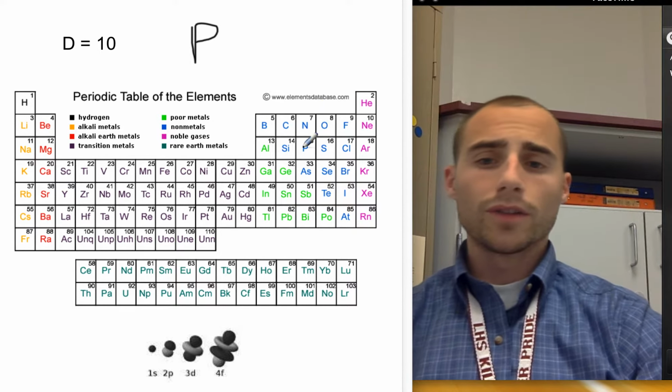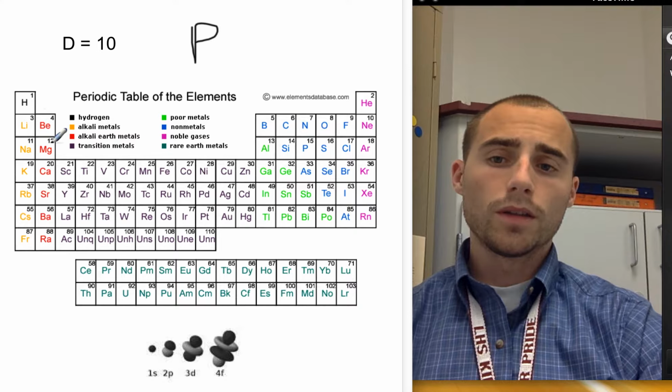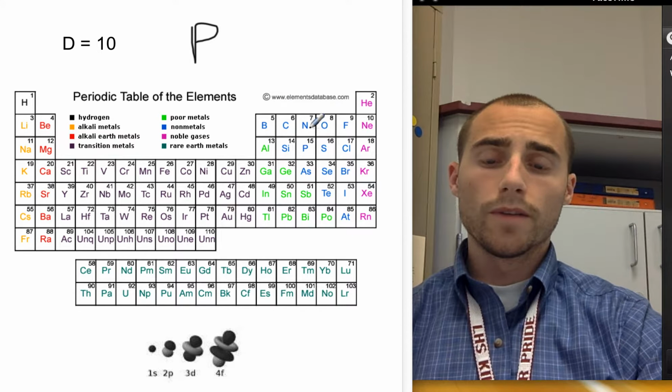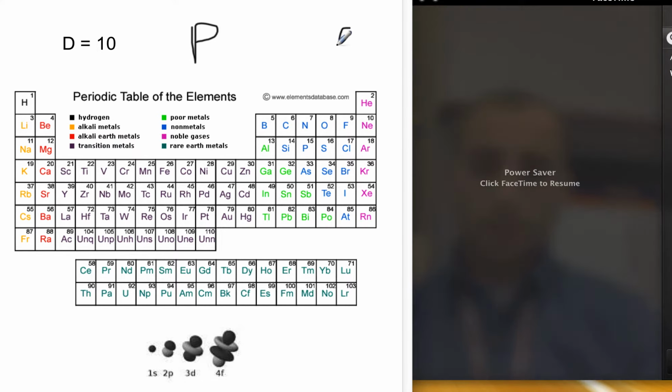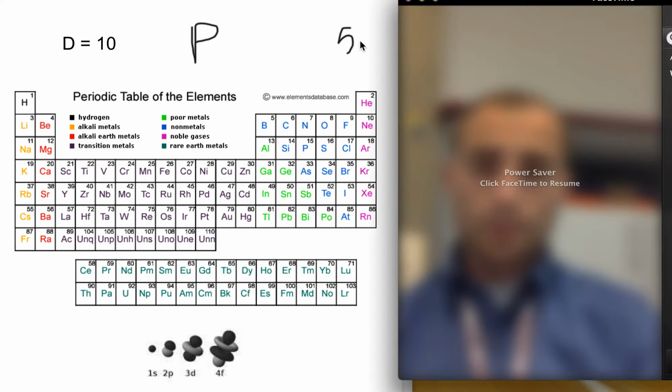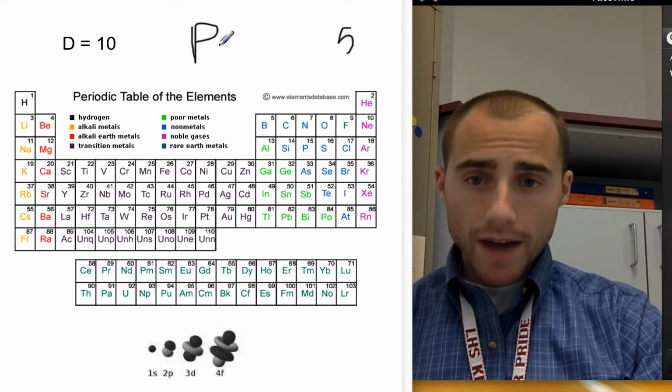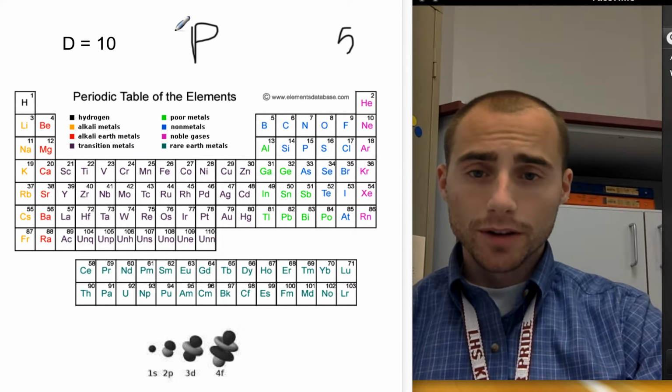So how many valence electrons does phosphorus have? Let's find out. 1, 2, 3, 4, 5. It's got 5 valence electrons. Therefore, we are going to put 5 dots to represent these electrons around the symbol P.